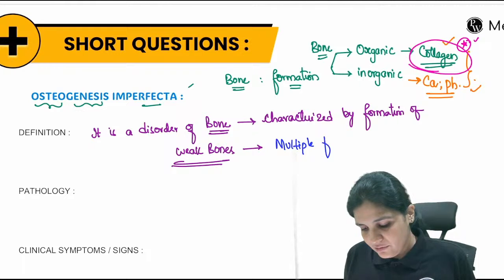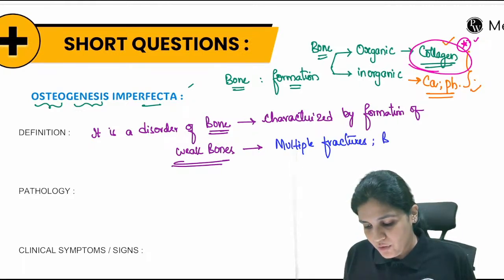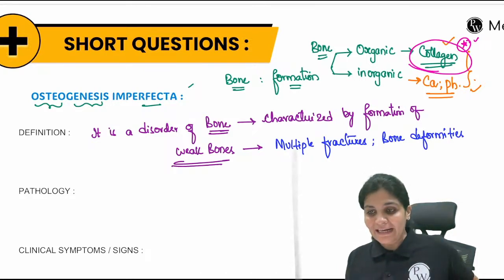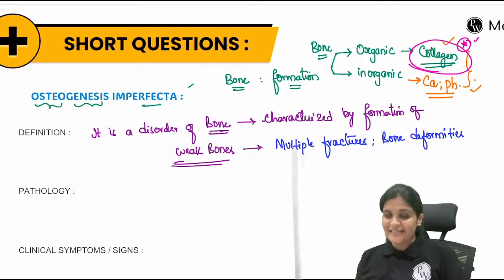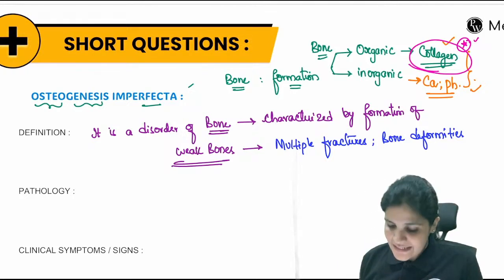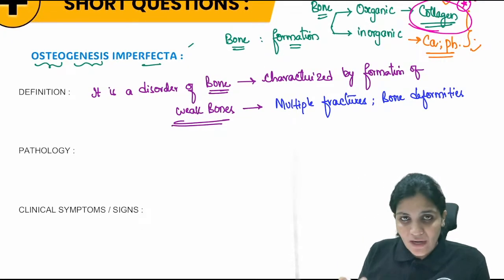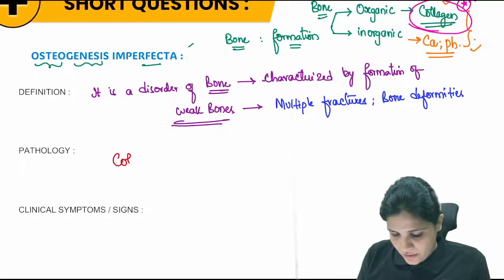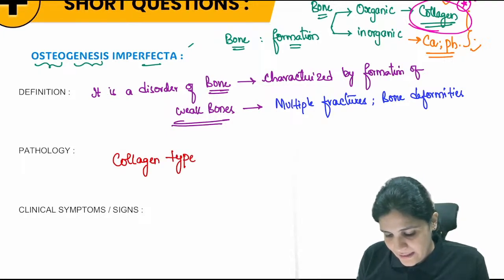multiple fractures, bone deformity. And now I know the question would be why. Yes, it is a brittle bone disease. And why is it a brittle bone disease? Because of the collagen deficiency. So collagen type 1.